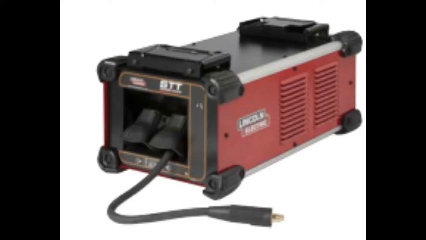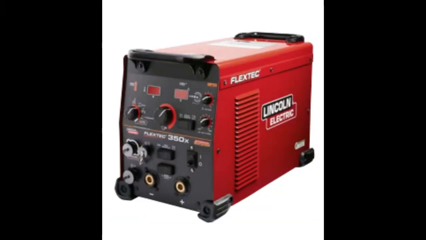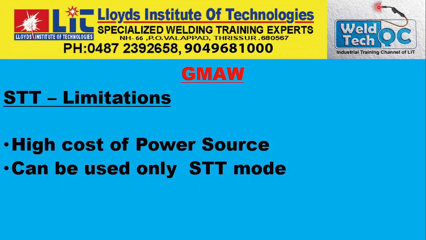The limitations: high cost of power source, because you are using a special modified power source. And the other limitation is that you will be able to use only the STT mode. Unlike other MIG machines, where you can use all 3 basic modes of metal transfer, that is short circuiting transfer, globular transfer, as well as spray transfer, all in the same machine, that will be a constant voltage machine. But in this case, these are special modified machines.